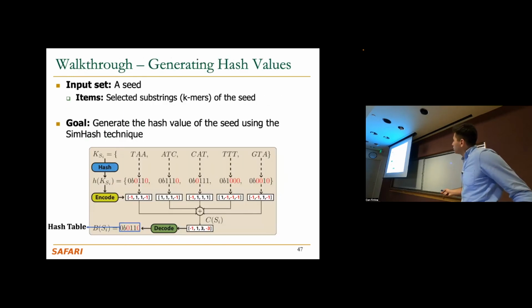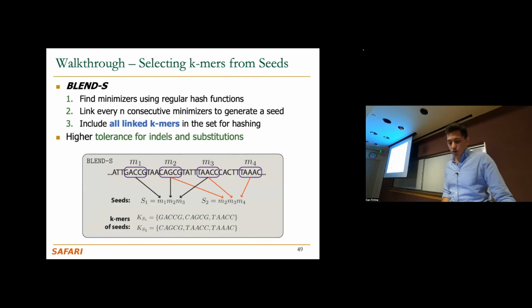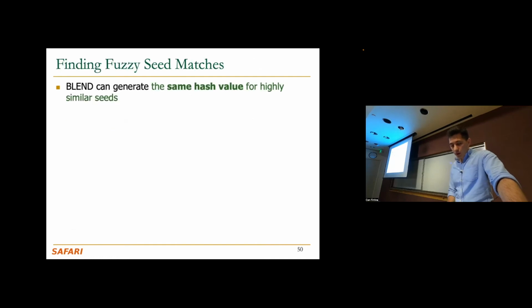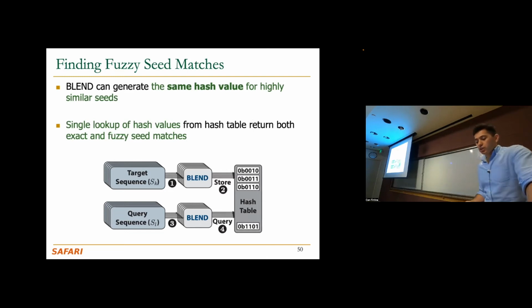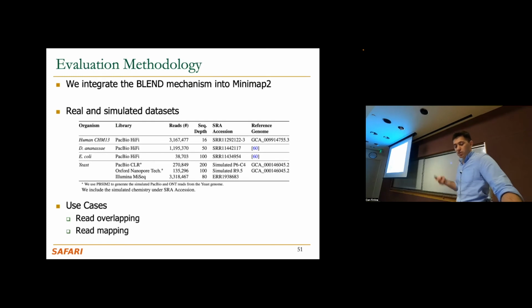Later, we use the identified k-mers and generate the hash value for that seed. BLEND can generate the same hash value for highly similar seeds, as you are probably convinced so far, and we can find these fuzzy seed matches with a single lookup of their hash values. We can use hash tables for that, so that we return both exact matching seeds, because we generate the same hash value for exact matching ones, and also the fuzzy seed matches. Let me briefly talk about the results that we have in the paper.